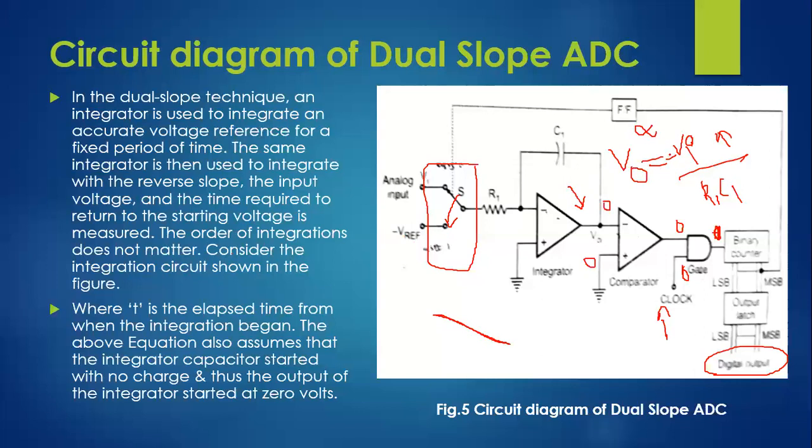The negative will get cancelled, and the output will be V0 equal to VR by R1 C1. As R1 C1 is a constant, now the output voltage increases with respect to the reference voltage in a positive direction.